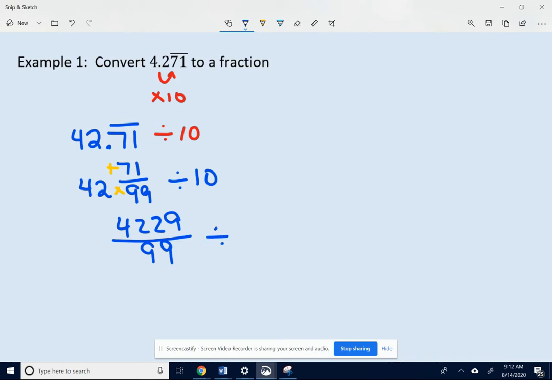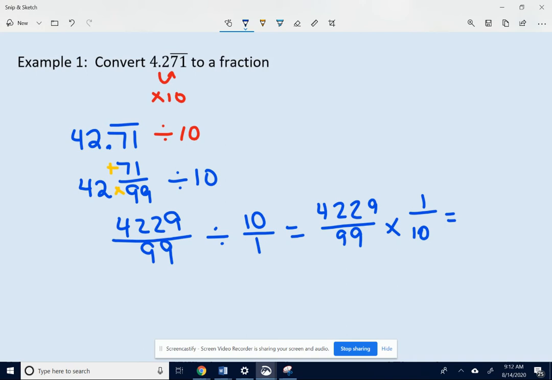Okay, 10 is a fraction. It's 10 over 1. So when we're dividing anything involving a fraction, we want to turn them both into fractions. And now to change this division problem to a multiplication problem, we've got to copy, change, flip. So we're going to copy the first fraction, change divide to multiply, flip over the second fraction. So we have 4,229 over 99 times 1 over 10.